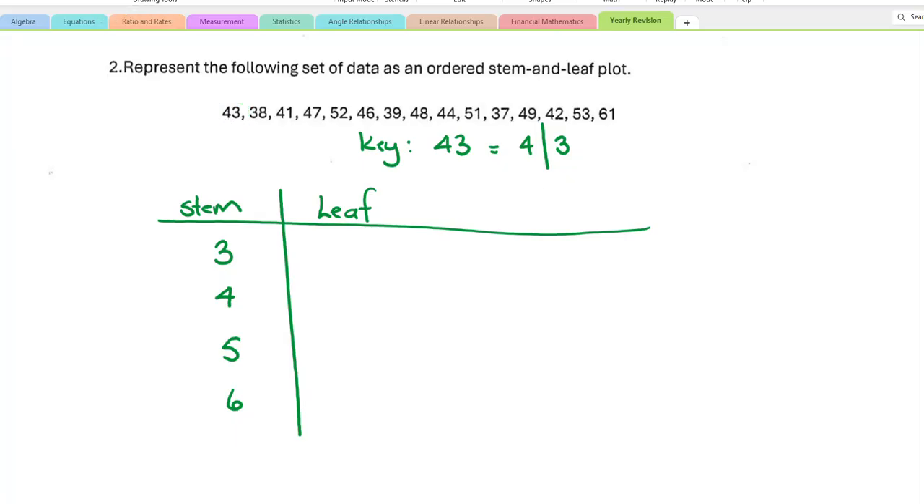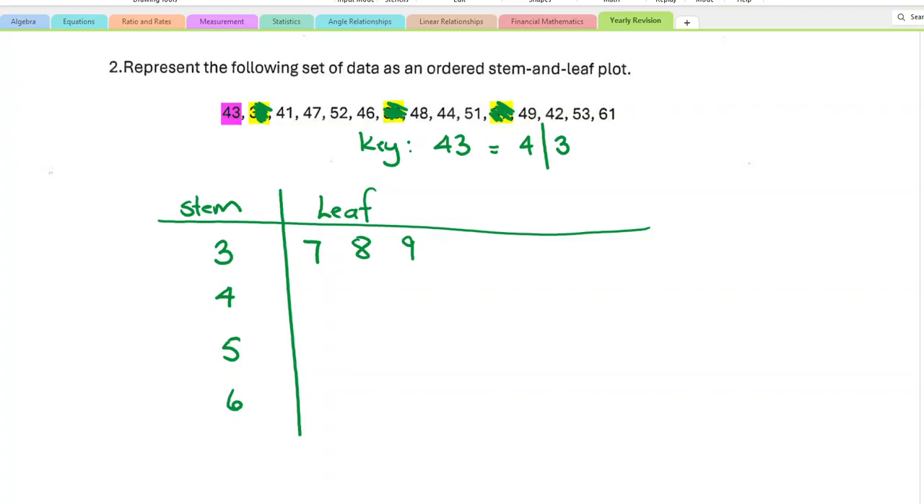So in the 30s, I have 38, 39, 37. There are 3 numbers in the 30s. You need to put them in order from smallest to largest. 37 is the smallest, so the 3 is in the stem, you put the 7 in the leaf, and that number is done. 38 is the next largest number, so 3 is in the stem, 8 is in the leaf. That number is done. And 39, 3 is in the stem, 9 is in the leaf. That number is done.